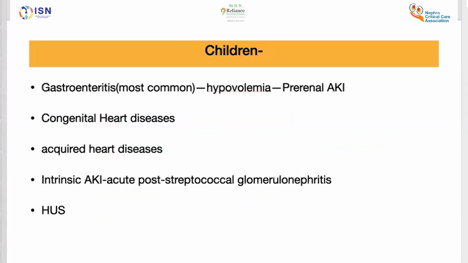Then in children, the most common cause of acute kidney injury is gastroenteritis, which leads to hypovolemia and prerenal acute kidney injury. Other more important causes in children are congenital heart diseases and acquired heart diseases leading to low cardiac output, leading to acute kidney injury. For intrinsic acute kidney injury, another most common cause in children is acute post-streptococcal glomerulonephritis. Another entity which leads to acute kidney injury in children is HUS.